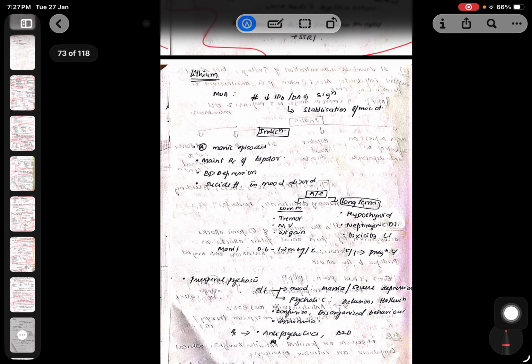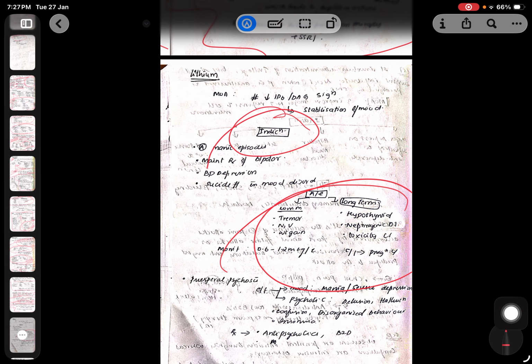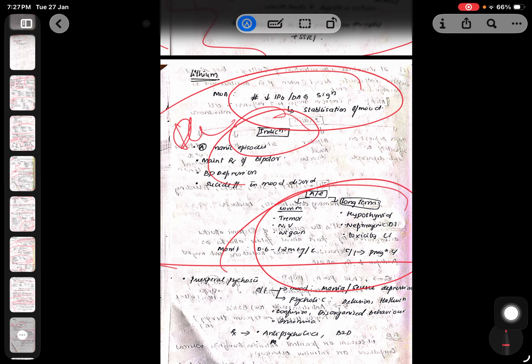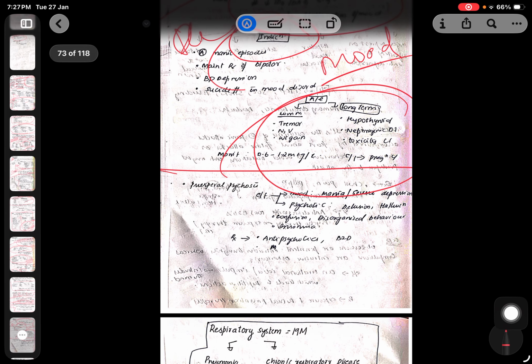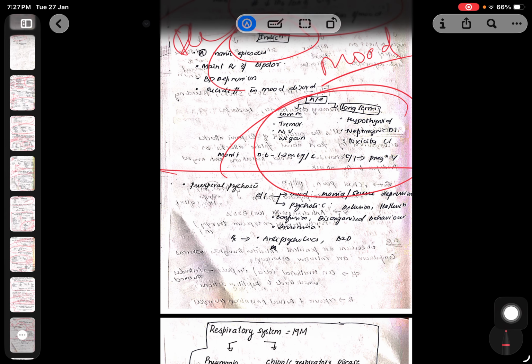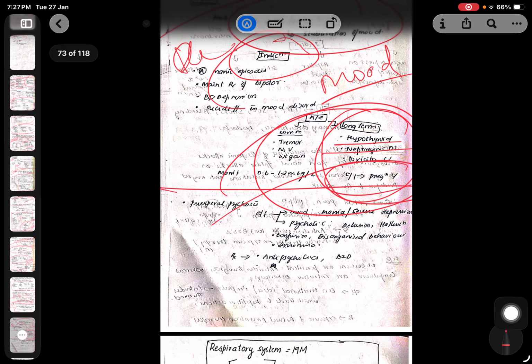Lithium, again, here they will ask you about the indication and adverse effect. Then again, this pharma thing, make sure you know the mechanism of action. Based on that, indication is basically a mood stabilizer, so any mood disorder, you can just write it up. Side effects, again, you divide it into common and long term. Make sure you write hypothyroid and nephrogenic DI, the major important thing, and also contraindicated in pregnancy.